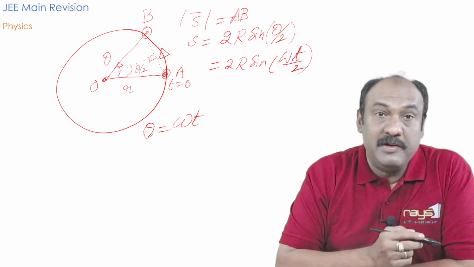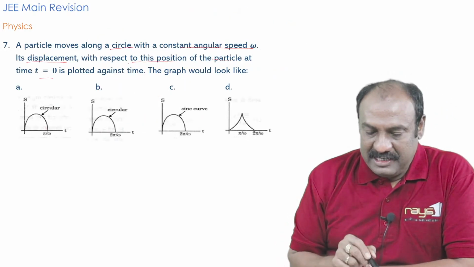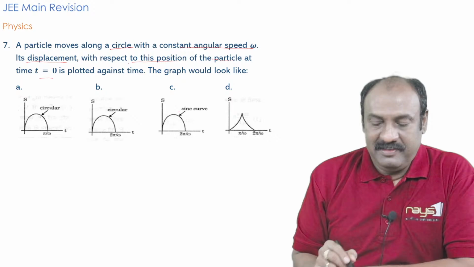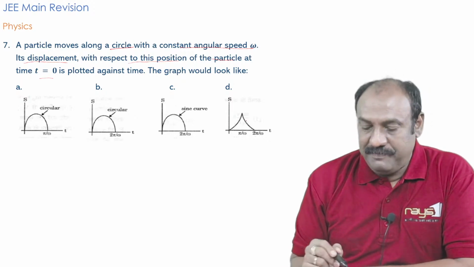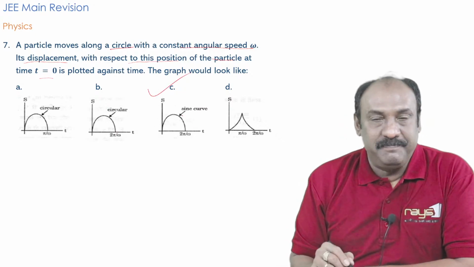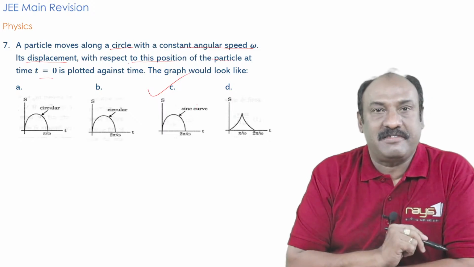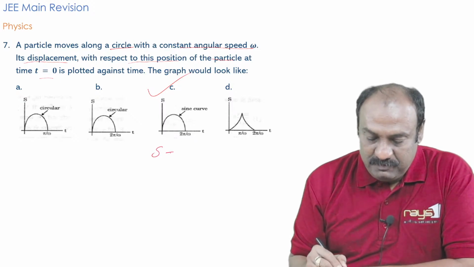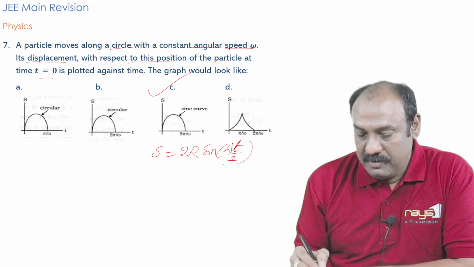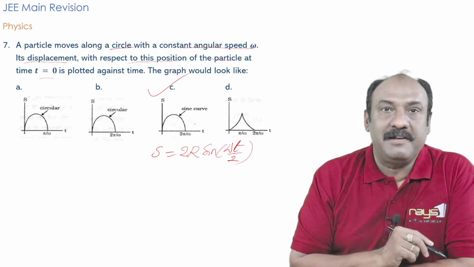According to the given options, the first one is a circular path, the second one is a circular path, the third one is roughly given as a sine curve. The fourth one is some other curve with some slopes. So the answer is C, because it is roughly given as a sine curve, though it is not the actual sine curve here. So for question number 7, the answer is C, because the displacement made by the particle is 2r sin theta by 2, where theta is omega t. So the answer is C for question number 7.